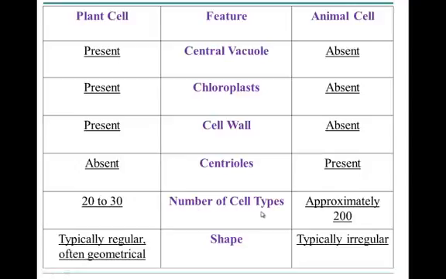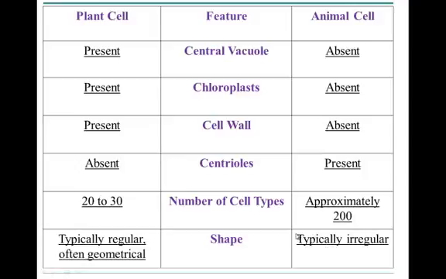The number of cell types: the most complex plants have 20 to 30 types of cells. The most complex animals have 200 types of cells, and that's excluding neurons in the brain, of which humans have close to 200. So you can see that there are many more types of cells in animals than in plants. And the shape of the cells: because plant cells have rigid cell walls of cellulose, their shape is typically regular or geometrical, while animal cells have soft, squishy membranes, and their shape is typically irregular.